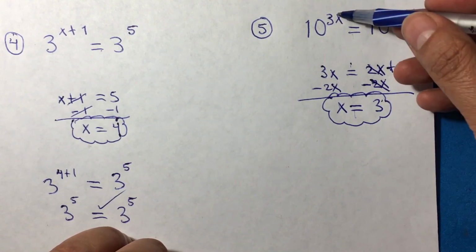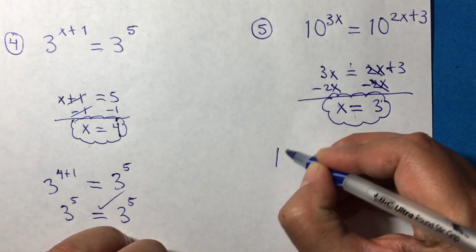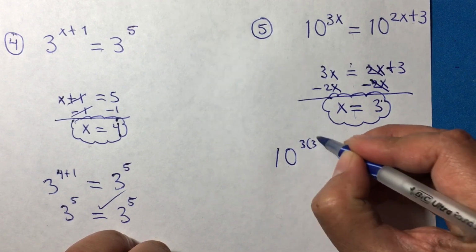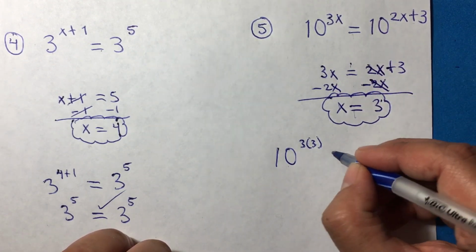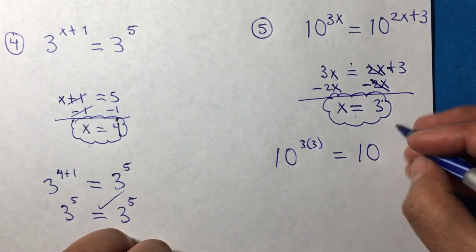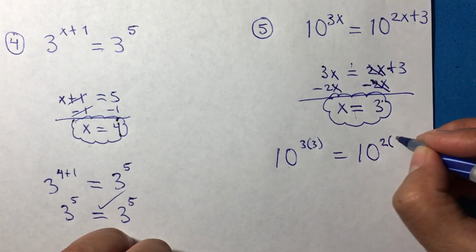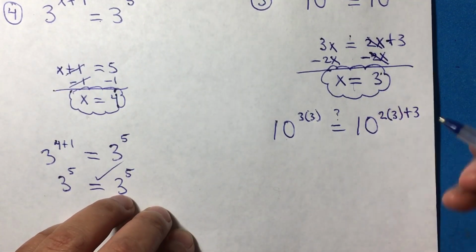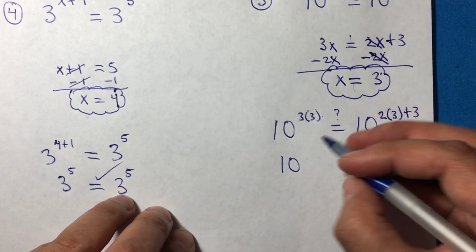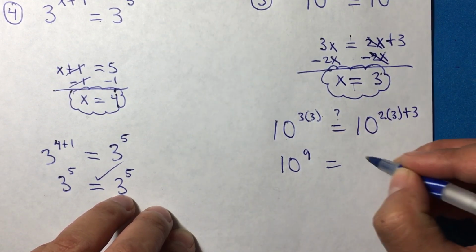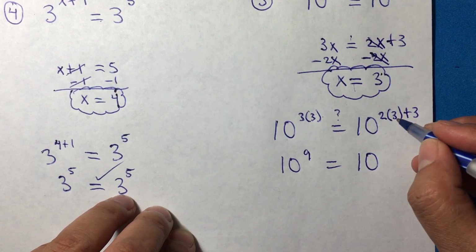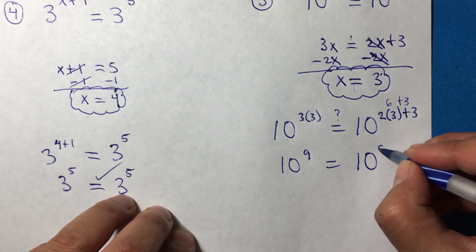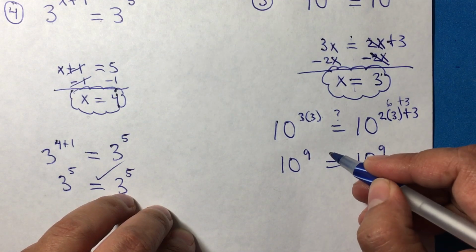Now we're going to substitute this into x to make sure that they check. So 10 to the 3x, but instead of x, we know that the value is 3, and that's multiplication, okay? Is it equal to 10 to the 2 times x, but the value of x is 3, plus 3. Okay, we don't know. Let's check. Bring down the 10. 3 times 3 is 9. Bring down the 10. 2 times 3, that's going to be 6. 6 plus 3 is 9. So we say, yes, it is the same, so check.